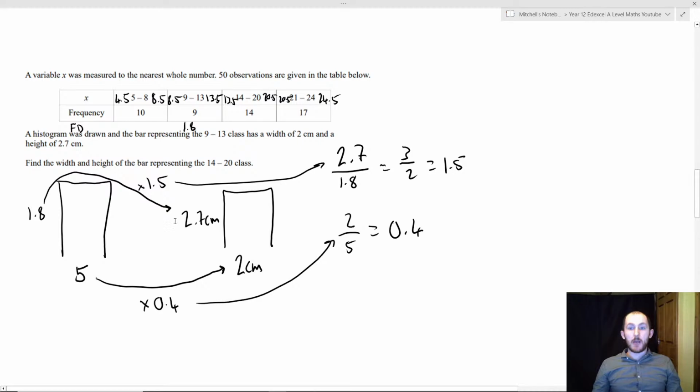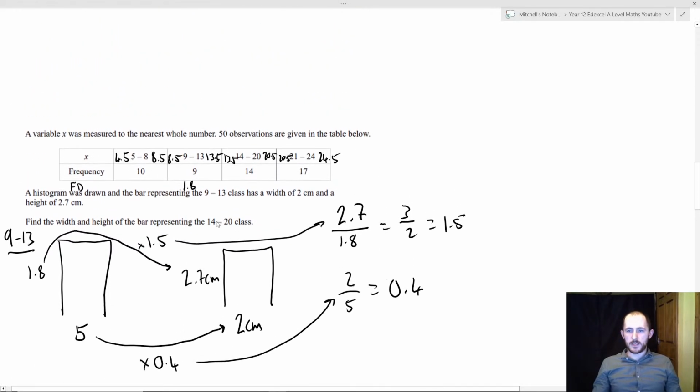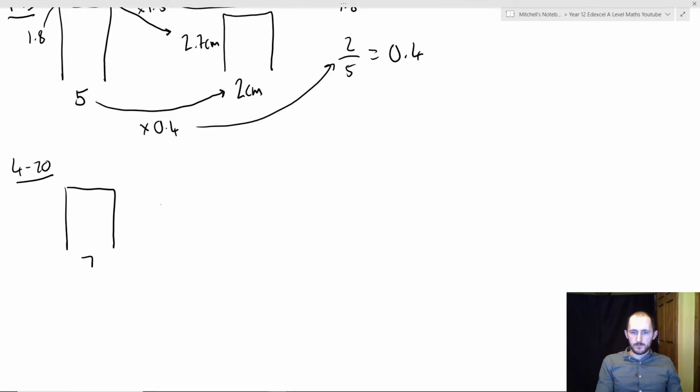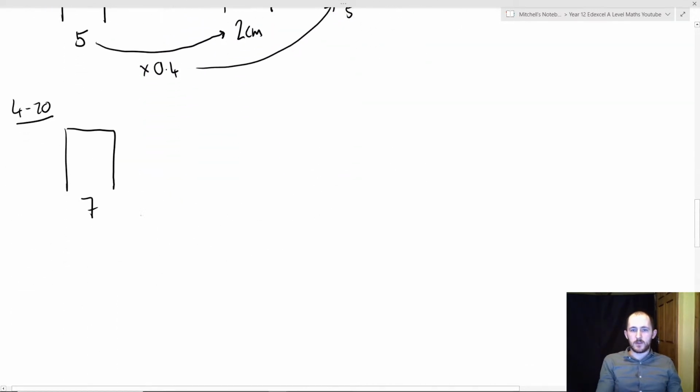Okay? So now I know this, I can now do the exact same thing for the 14 to 20 class. So we're going to say this is 9 to 13. Then for 14 to 20, put a little line underneath. What the height and width should be, well, the width is, if we're going from 14 to 20, which is this one here, it's going to be 7. And what would the height be? So we have 14 divided by 7, that'd be 2.